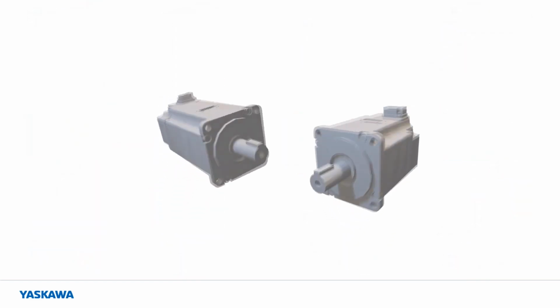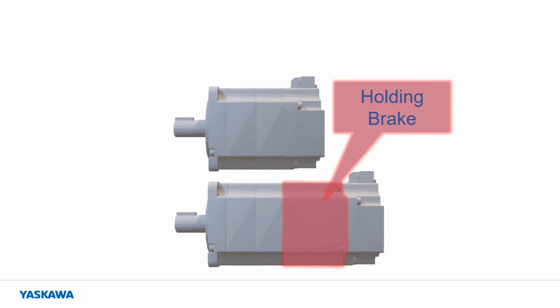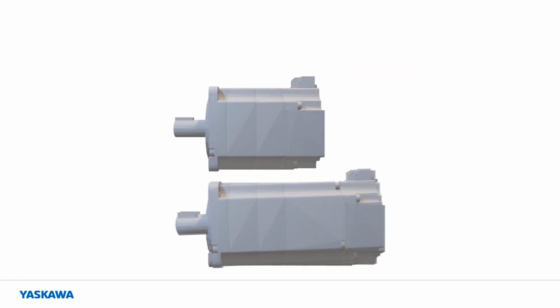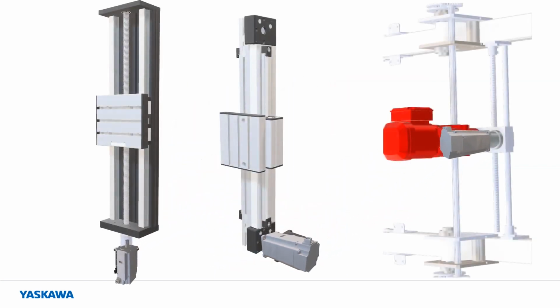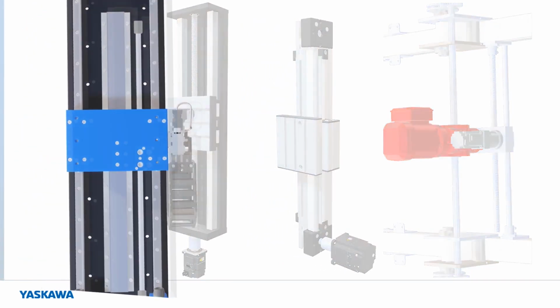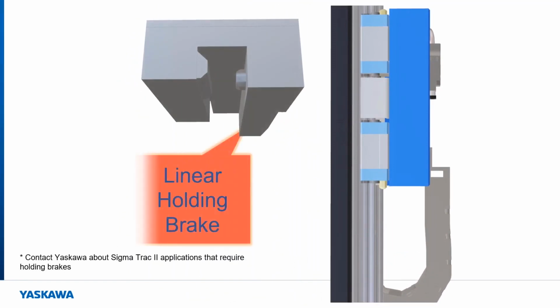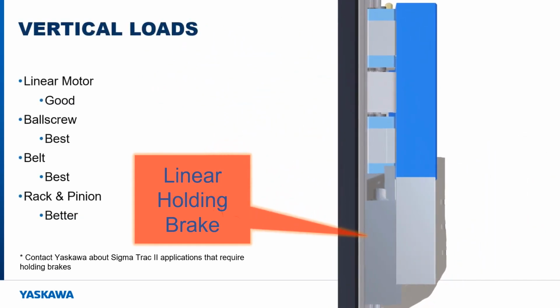Rotary brakes are commonly found in servomotor designs to lock the motor shaft when powered down. This makes the ball screw or belt an excellent choice for vertical loads. A vertical rack and pinion also works well for the same reasons. Linear motors are a bit more complex with vertical loads. A counterbalance or linear holding brake should always be used. A linear holding brake may be mounted externally to brake against the rail.